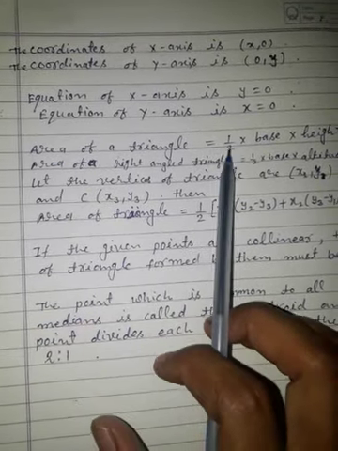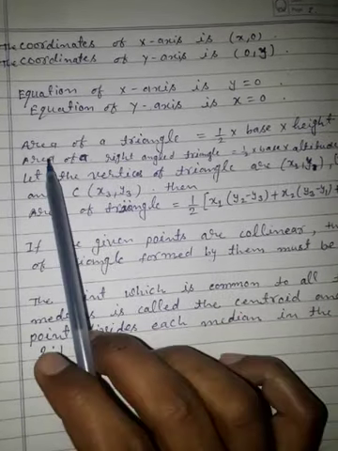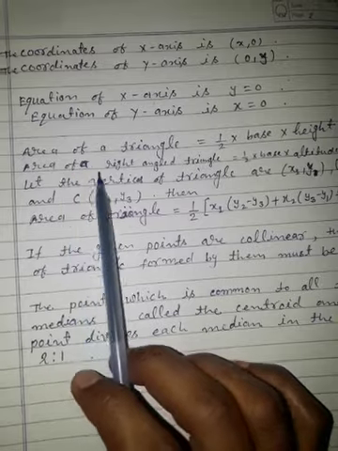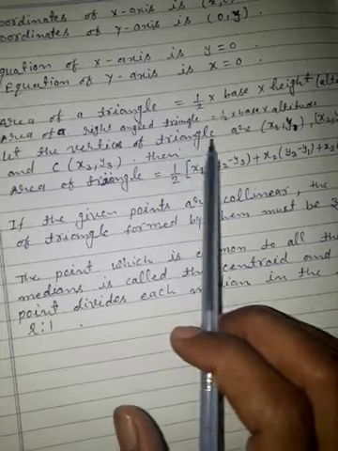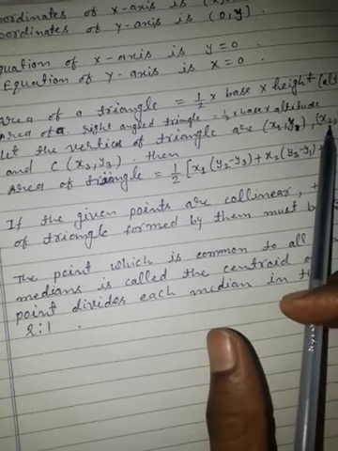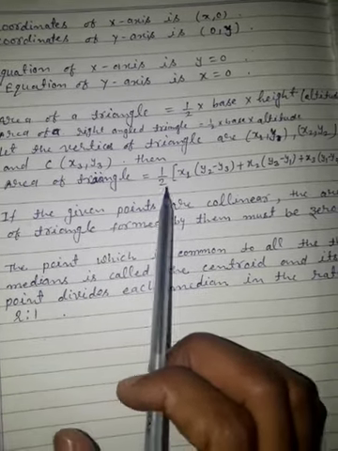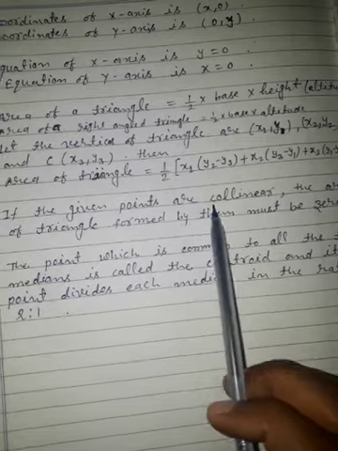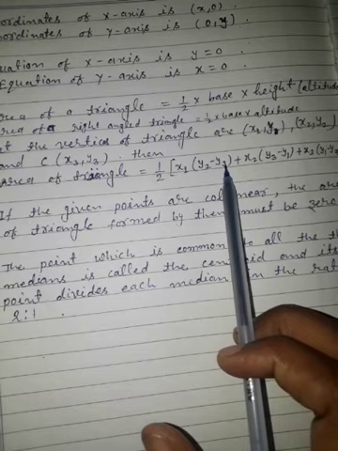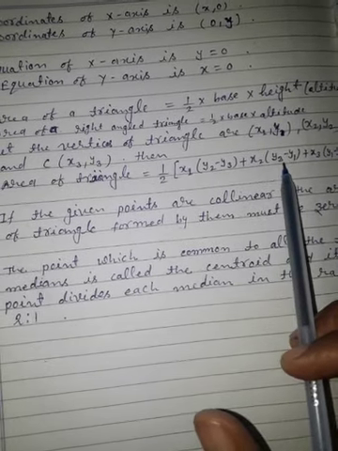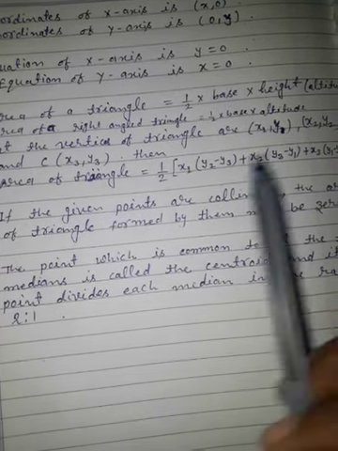The area of a triangle is 1 upon 2 into base into height. Height is also called altitude. And the area of a right angle triangle also has this formula. Let the vertices of the triangle be (x1, y1), (x2, y2) and (x3, y3). Then the area of the triangle is represented as 1 upon 2 [x1 (y2 minus y3) plus x2 (y3 minus y1) plus x3 (y1 minus y2)].